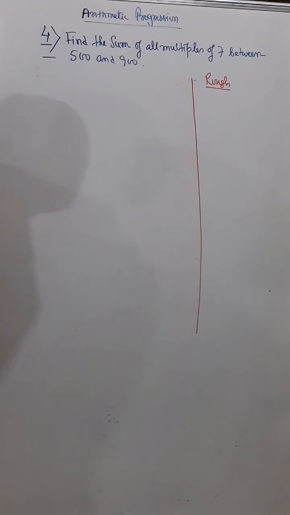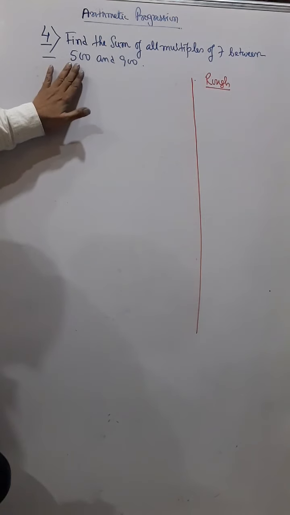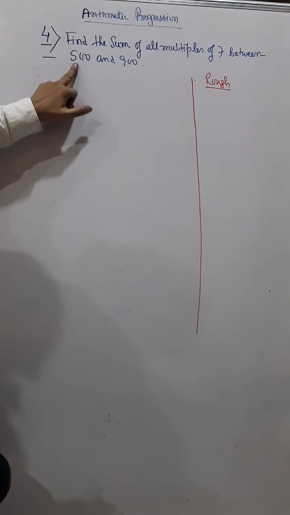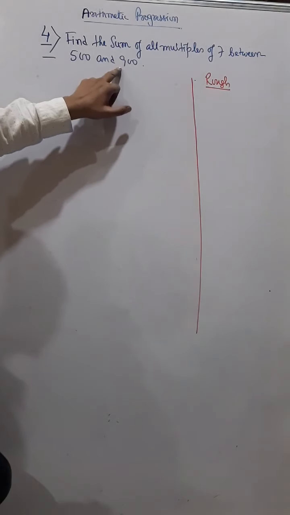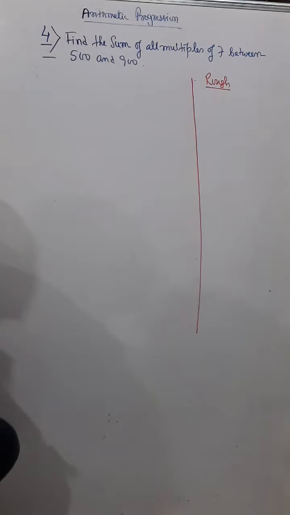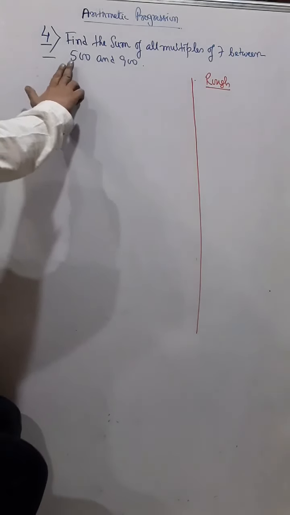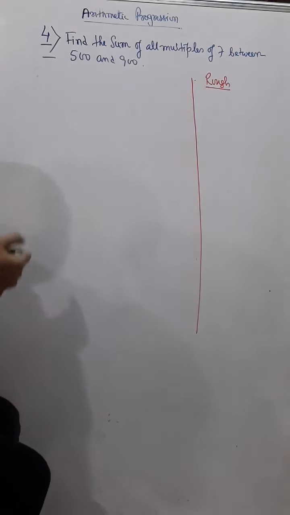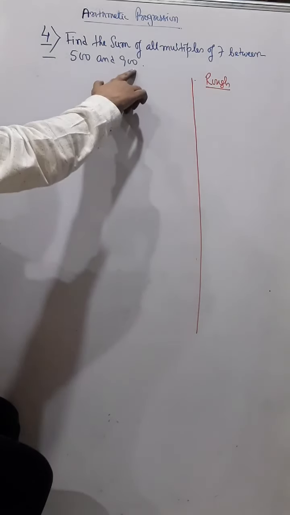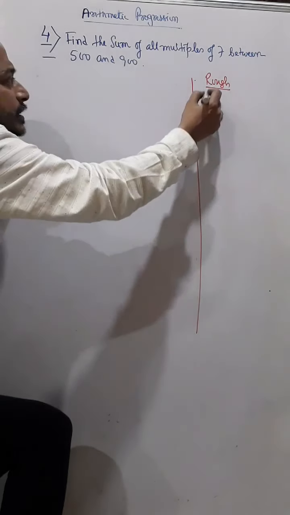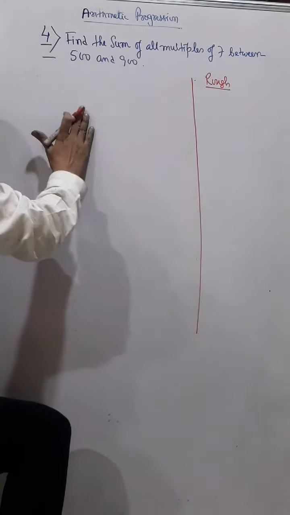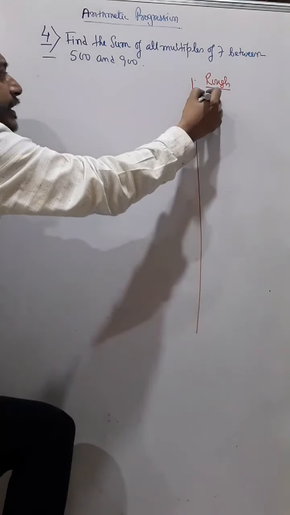Okay, now in this sum they told us to find the sum of all multiples of 7 between 500 and 900. Now first of all we have to find out the first multiple of 7 after 500 and the last multiple just before 900, so that we can understand the first term and we can find the last term. So between 500 and 900, what is the first multiple of 7? Now how can we find that? You can do that in rough, no need of showing it in the direct solution.